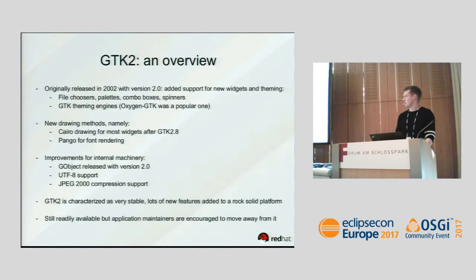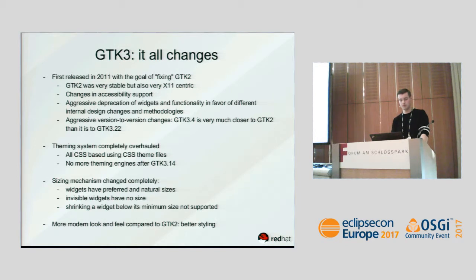Anyway, so there are a lot of basic things included with GTK2. Things like UTF-8 support and JPEG, GObject 2.0. Cairo drawing came with GTK2 as well. And there are some font rendering mechanisms that came with GTK2 as well. So it's kind of like the base platform of GTK. Some of it still remains, but a lot of it has changed. So in GTK3, everything changed basically.